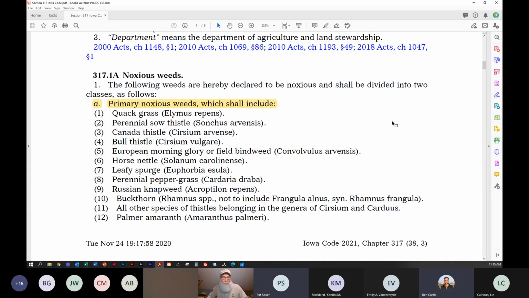So for those of you that may use this reference to code in your work, anyone wish to comment on it at all? You can either unmute yourself or use the chat area.